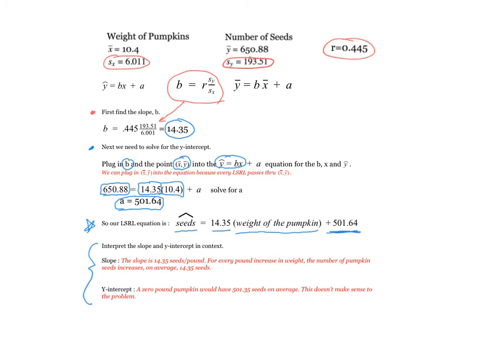Again, this doesn't make sense in the problem. We've said that before, that oftentimes the y-intercept won't make sense, especially if there isn't any data around an x of 0. So that's okay. It'll work for making the predictions we want to make. Remember, we can't predict for any weights of pumpkins that are outside of our data. So keep that in mind.